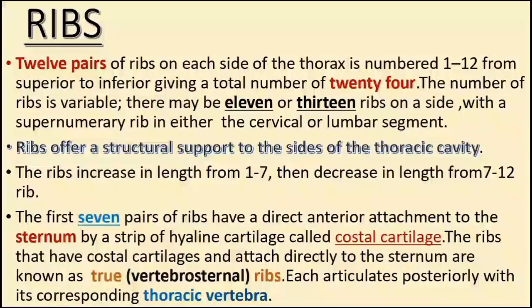So that's the description of the true ribs, which are 7 in number. They have a direct anterior attachment to the sternum, attached by a cartilage known as the costal cartilage. As well, they are called true ribs or vertebrosternal ribs.